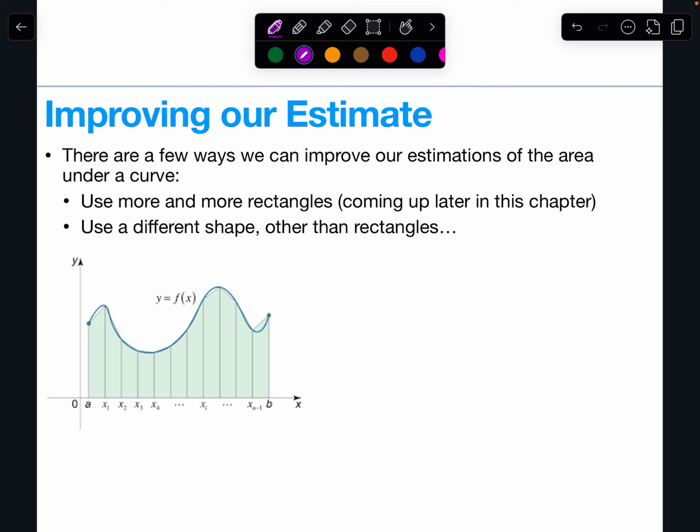If we used more rectangles, we would get a better approximation. More rectangles would be able to fill in the space more precisely, right? More and more rectangles would get a better and better approximation. We're going to talk more about that later in this chapter.